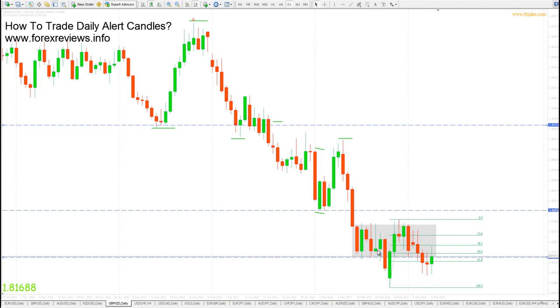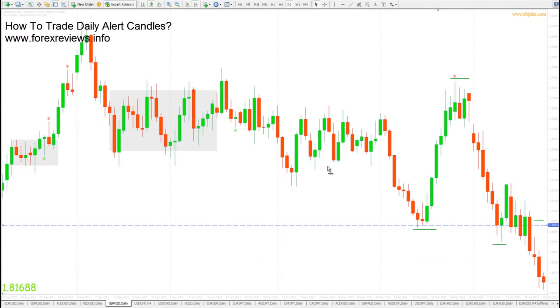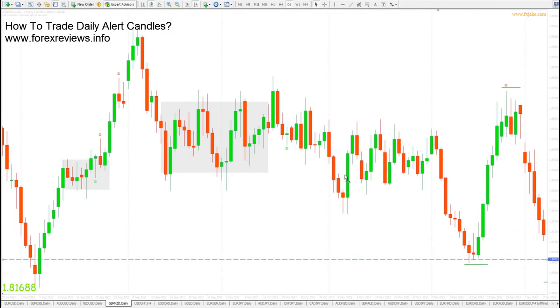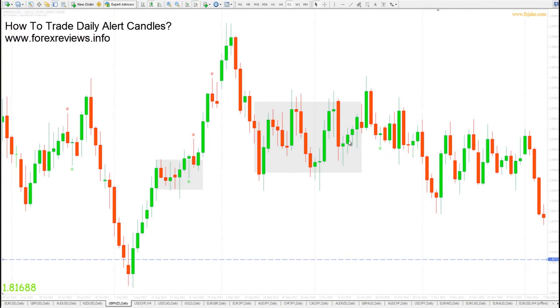As you can see, the market's just been moving sideways, so it's ranging at the moment here. And let's have a look at a couple more signals here, just while we've got time.